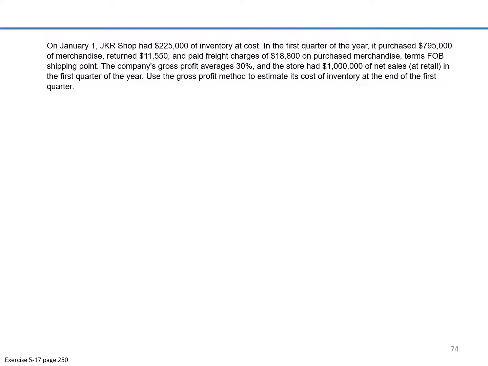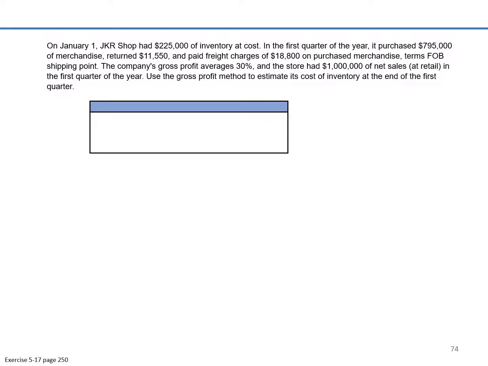All right, exercise 5-17. January 1st, shop had $225,000 of inventory at cost. In the first quarter, it purchased $795,000 of merchandise, returned $11,550, paid freight of $18,800. The terms were FOB shipping point. Company had a gross profit average of 30%, and the store had $1 million of net sales at retail in the first quarter. So using the gross profit method, estimate the cost of inventory at the end of the first quarter.